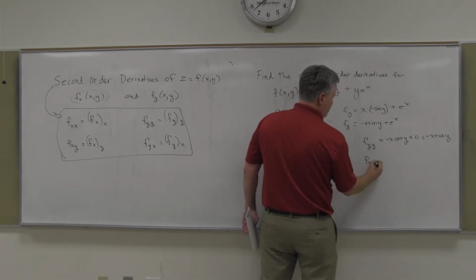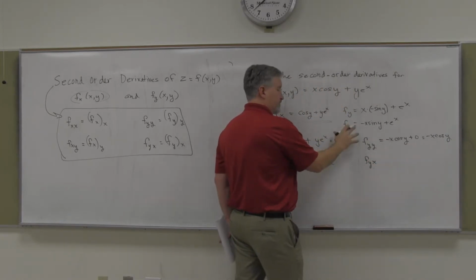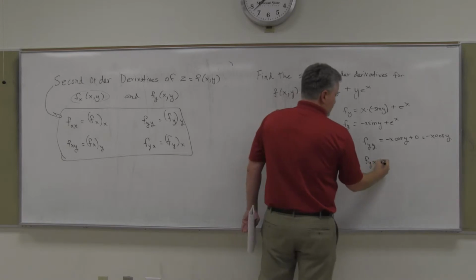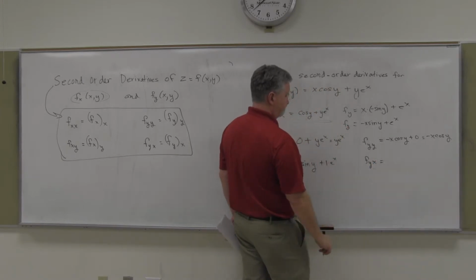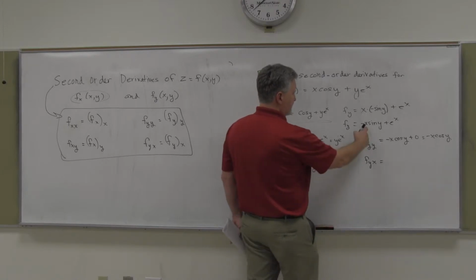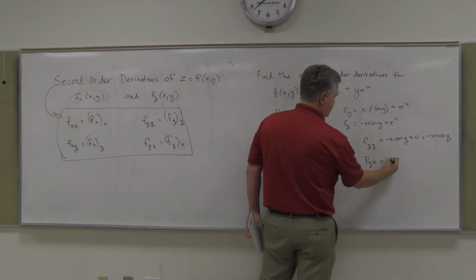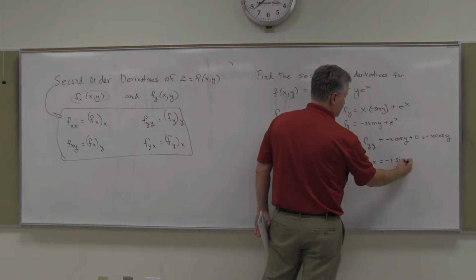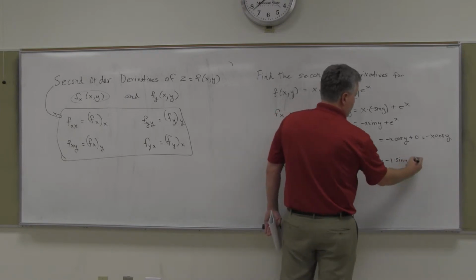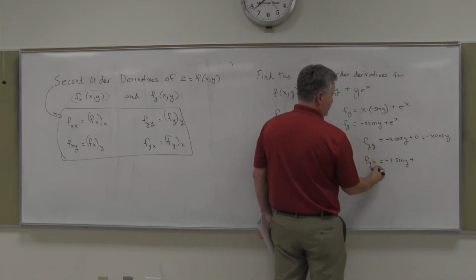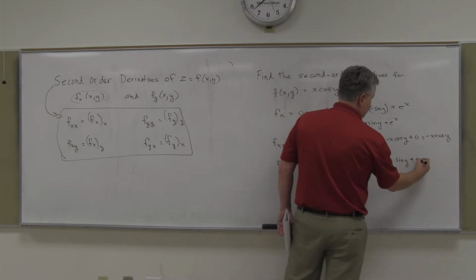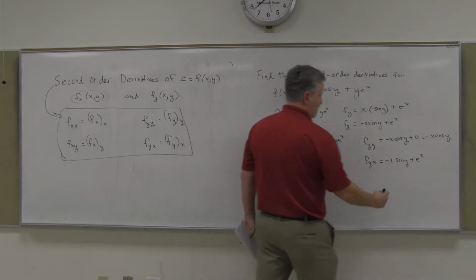Now we have to do it the other way, with respect to x. What does that give me? That with respect to x would just be minus 1 times sine y. Then y is fixed, and the derivative of e to the x with respect to x is e to the x. So e to the x minus sine y.